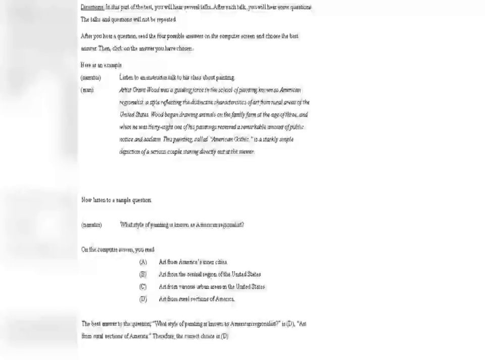Wood began drawing animals on the family farm at the age of 3, and when he was 38, one of his paintings received a remarkable amount of public notice and acclaim. This painting, called American Gothic, is a starkly simple depiction of a serious couple staring directly out at the viewer. Now listen to a sample question.